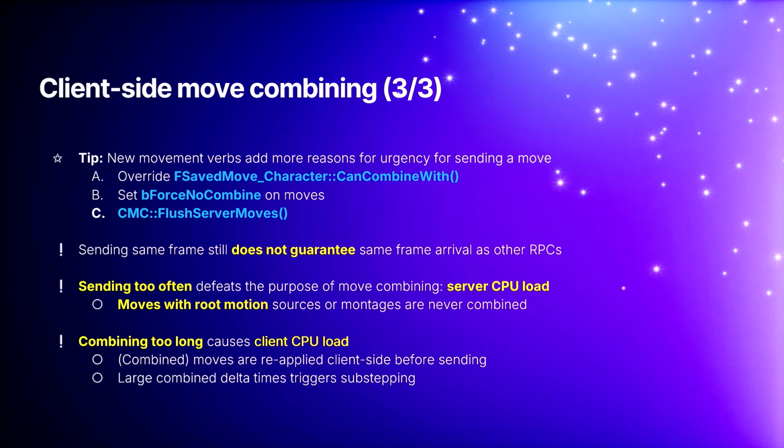On the other hand, if you're combining moves over too long a period on the client, you might think that's really efficient, but that causes a different problem: client-side CPU load. When the client sends a combined move, it will first restore the character's pre-combined position and then replay that same move client-side. This is meant to maximize the chance of the client and server having the same result. But if you use a large delta time, there are movement modes in the CMC that will trigger substepping. It will consume some of the delta time, but trigger another iteration.